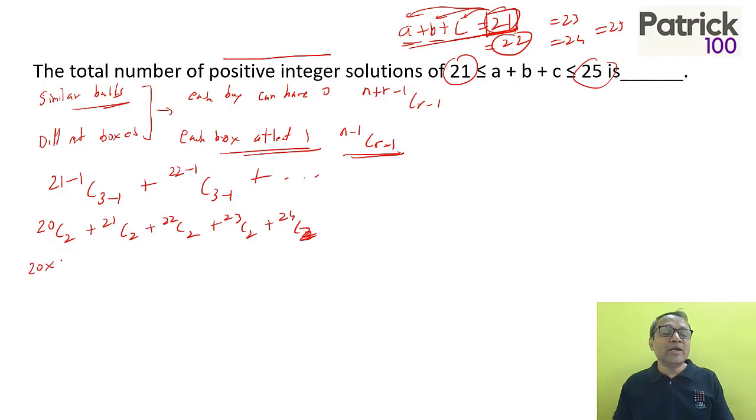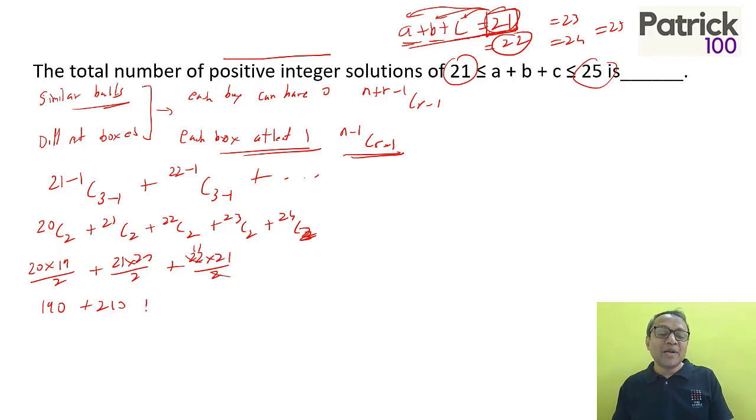So this becomes 20 into 19 upon 2, which becomes 190, right? This becomes 21 into 20 upon 2, which becomes 210. This becomes 22 into 21 upon 2, 11. 21 11s are 210 plus 21 becomes 231. Right? 23 into 22 upon 2. Again 23 into 11. 22 into 11, 230 plus 23, 253.